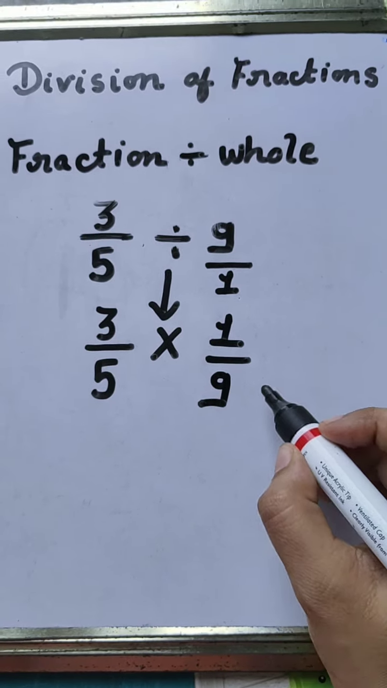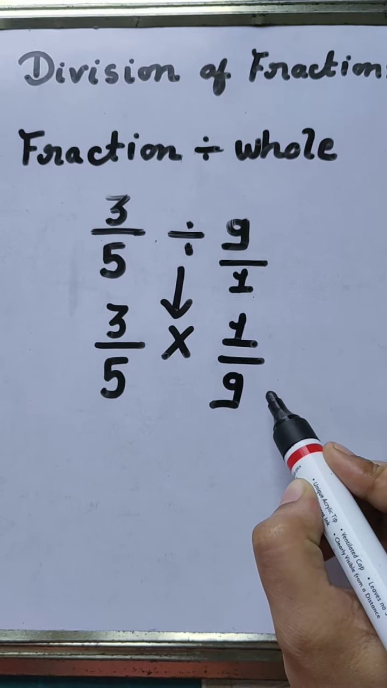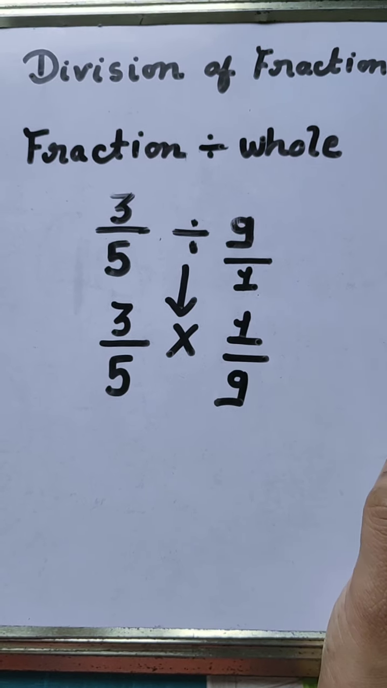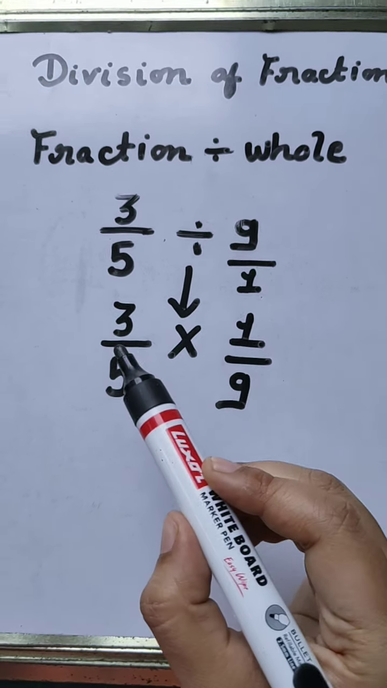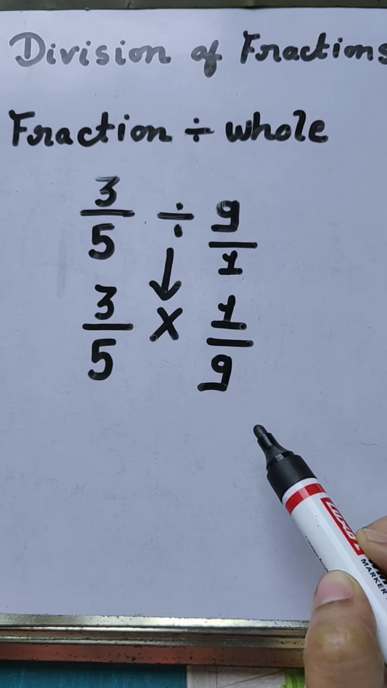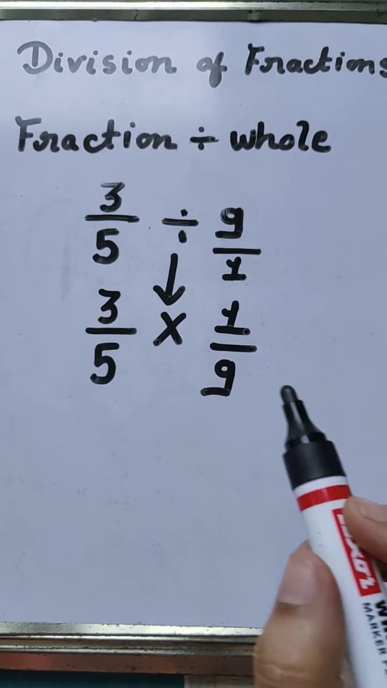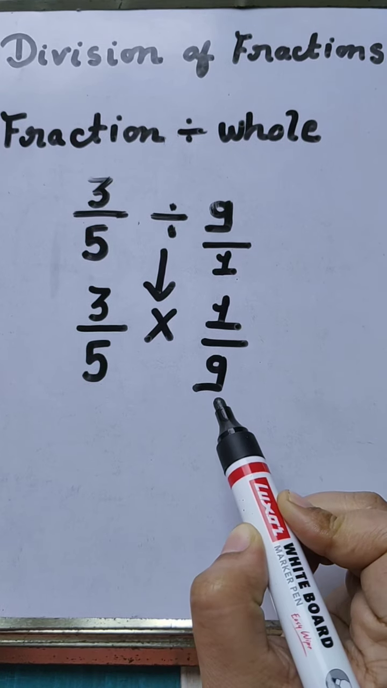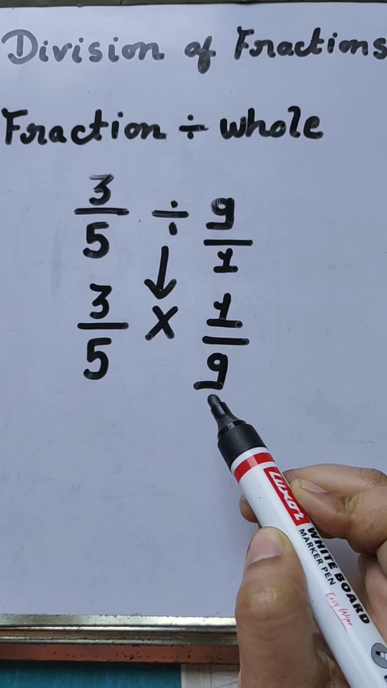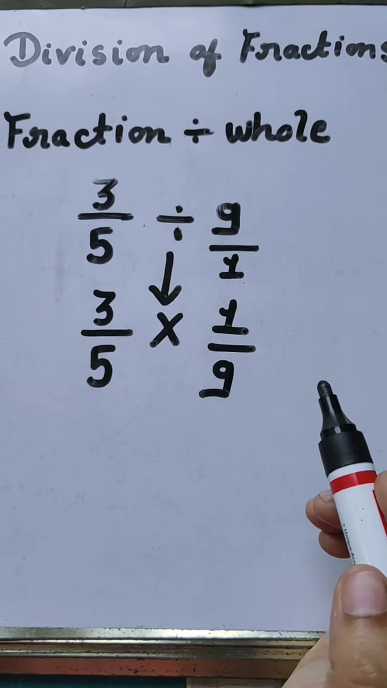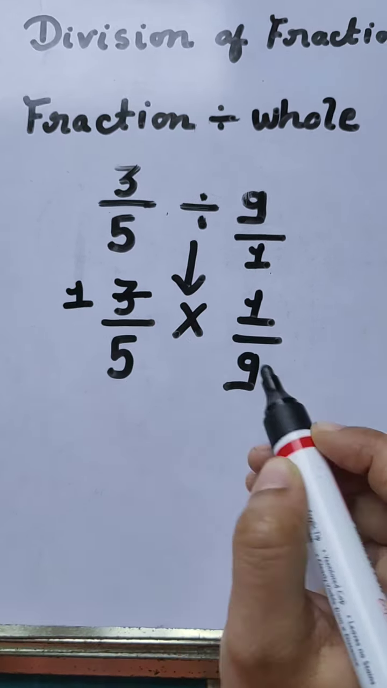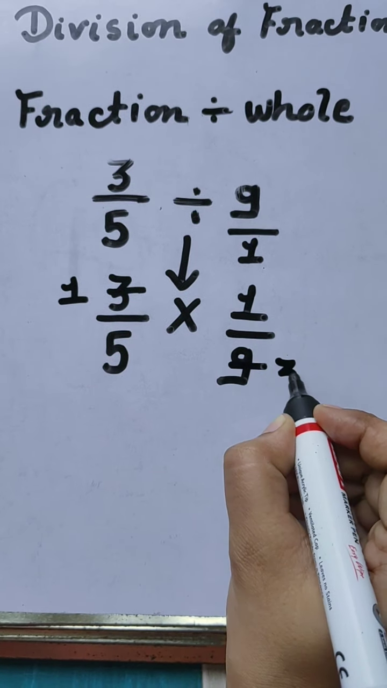Now, it is easy for us to solve this question because we have already learned how to perform the multiplication of fractions. Is there any common factor in the numerator and denominator? Yes, here are 3 and 9. 3 comes in the table of 3 and 9 comes in the table of 3. So, we can simplify it as 3 ones are 3 and 3 threes are 9.